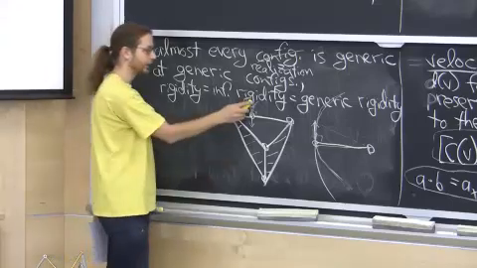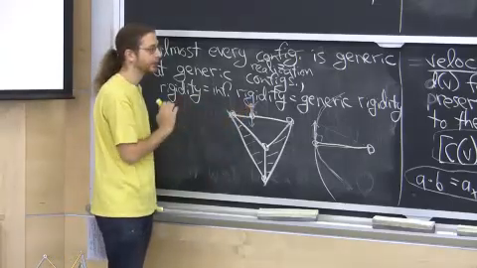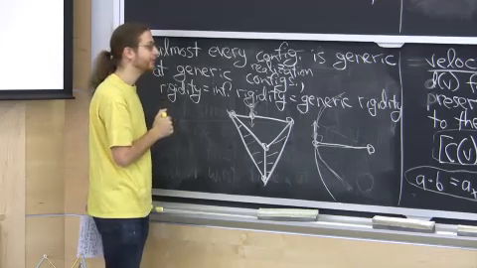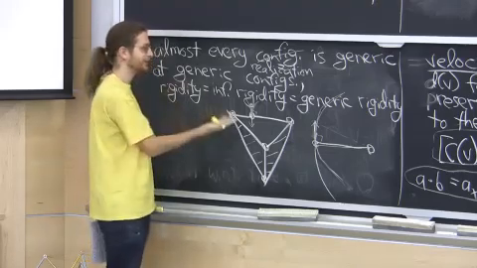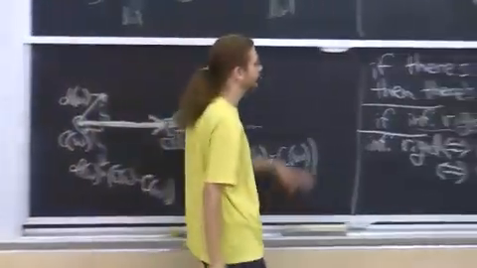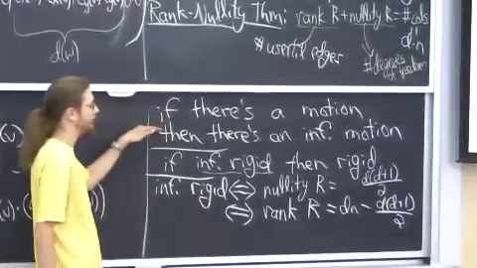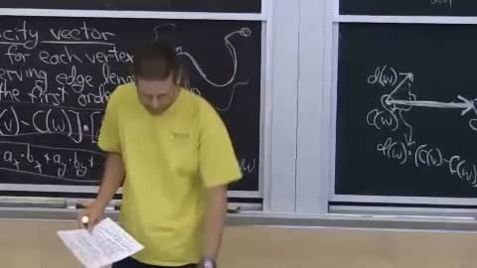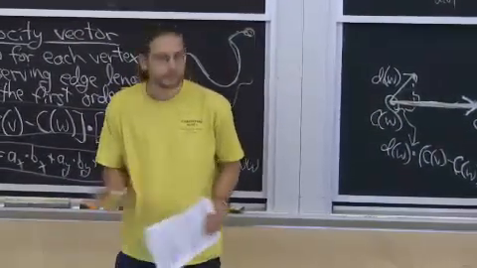This is an example where infinitesimal rigidity is a little bit weaker than infinitesimal flexibility; having an infinitesimal motion is a little weaker than having a motion. But the reverse holds. If there's a motion, there's always an infinitesimal motion. If you're infinitesimally rigid, you're always rigid. That example is rigid but not infinitesimally rigid. So it's sort of strict. Okay so far?